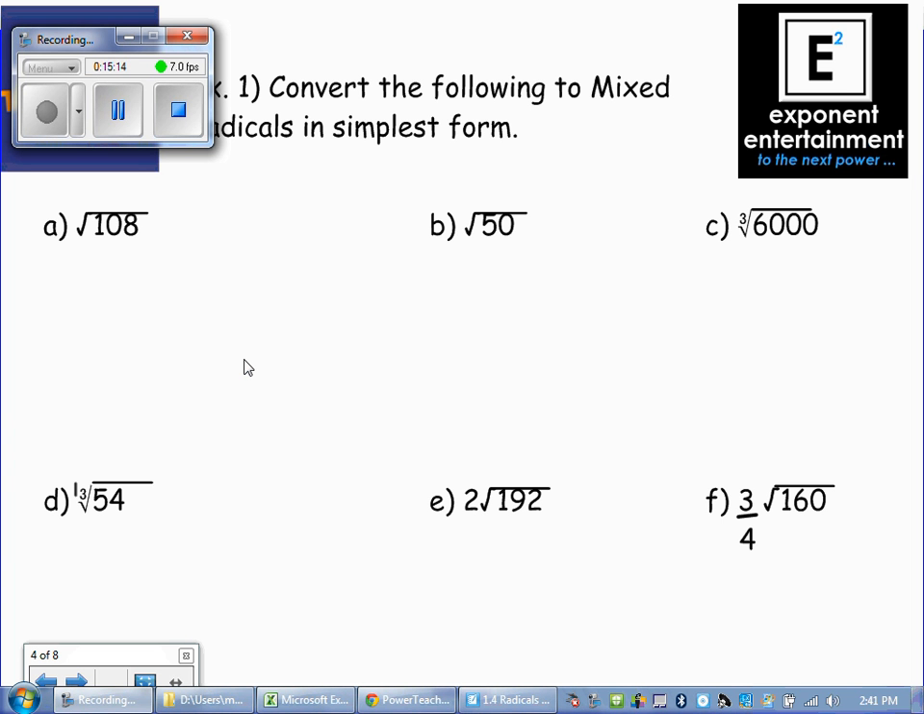And the last thing you need to do, multiply 2 and 8, correct. You need to multiply those coefficients. So your final answer should look like this. With a box around. That is you converting a radical into mixed radical form in its simplest form.